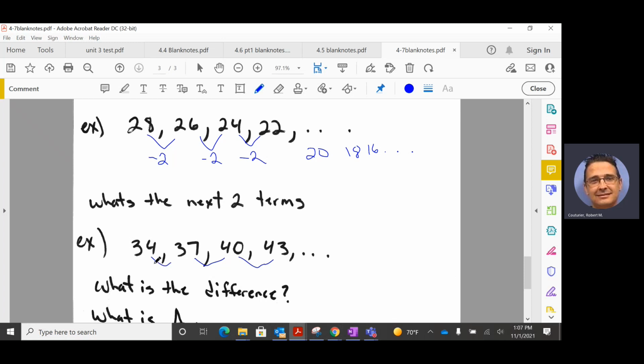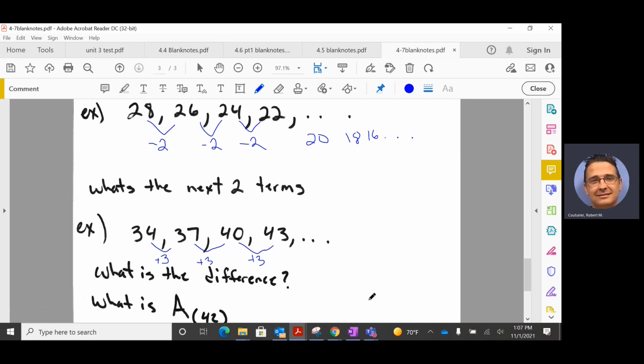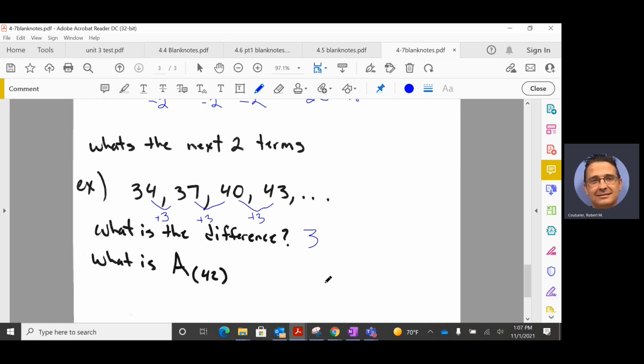Oh, 37 minus 34, they added 3. What did they do here? They added 3, and they added 3. I want to know, what is the common difference? Well, it's 3. They're adding a 3 each time.